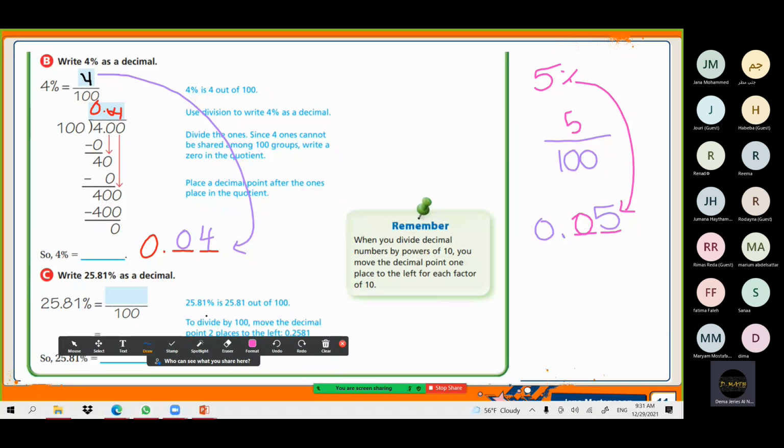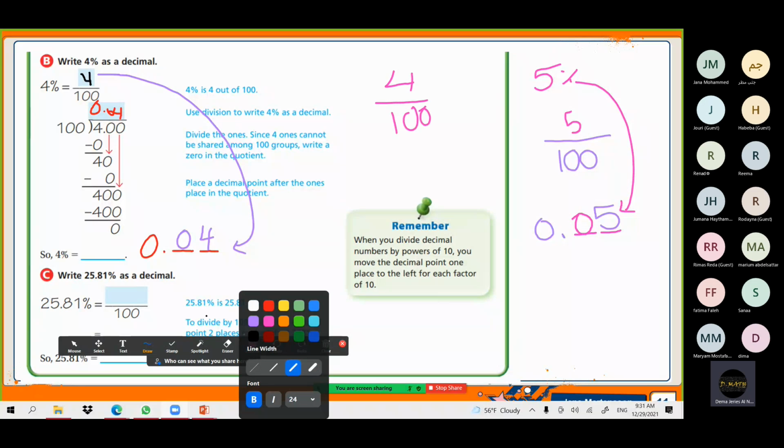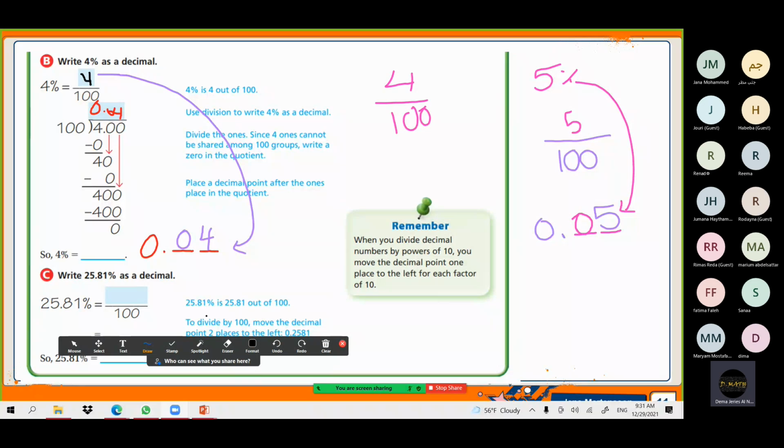Or you can say like this, 4 over 100. When you divide by 100, as you know before, here will be the decimal point. So divide by 100 means you have to go to the left 2 digits. So you put the 0 here. So it will be 0.04. This is another way. Divide by 100, you have to go to the left with 2 zeros. So you have to move the decimal point 2 digits to the left.